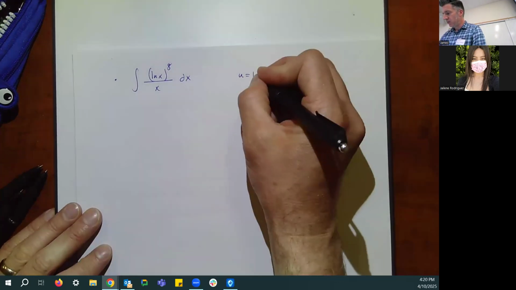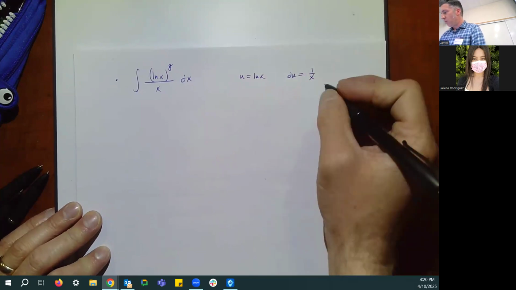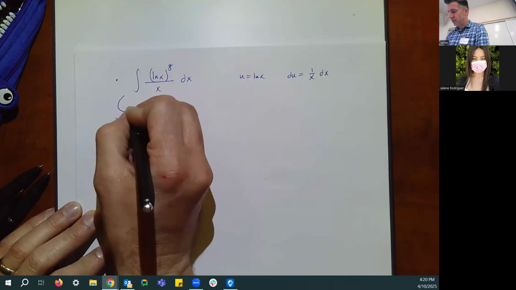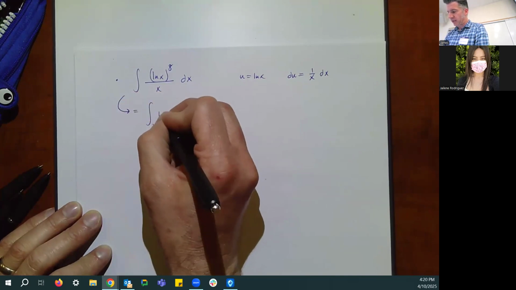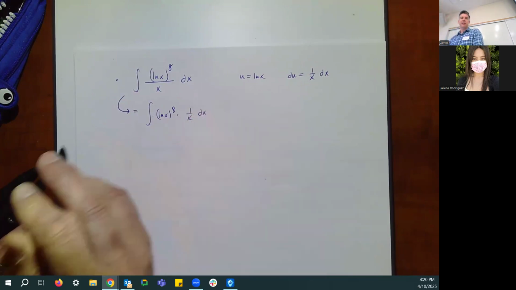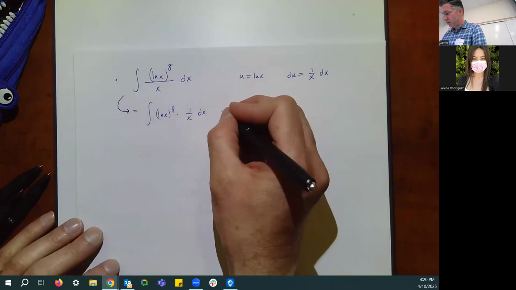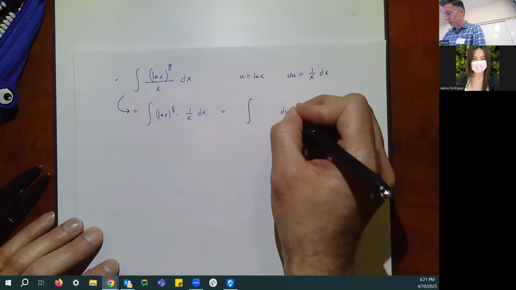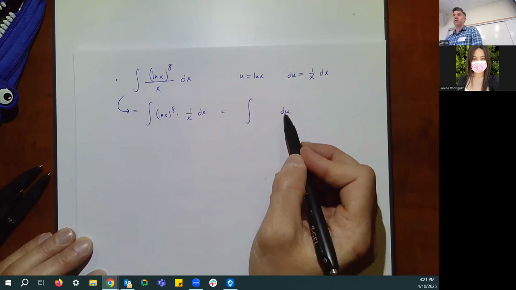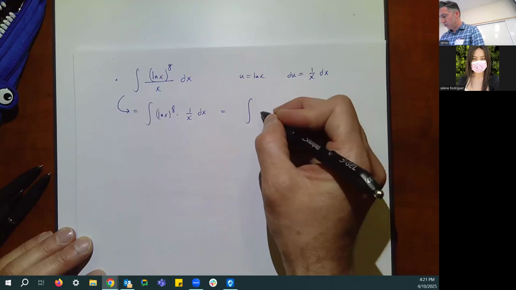Yeah, because if u equals the natural log of x, your derivative is 1 over x, and your du is 1 over x times dx. Sometimes I find it helpful to rewrite this as the natural log of x to the 8th times 1 over x times dx, just to make it absolutely clear that, oh yeah, my 1 over x dx is my du. This is going to be the integral of my du times, I really can't stress enough, do that part first. And then what's left is just the natural log of x to the 8th, which is my u to the 8th.